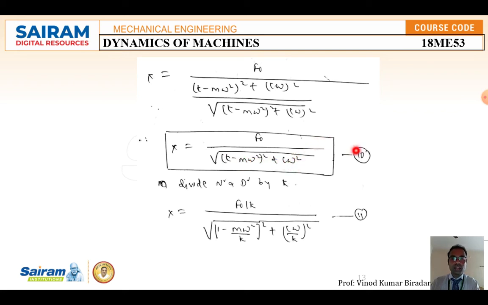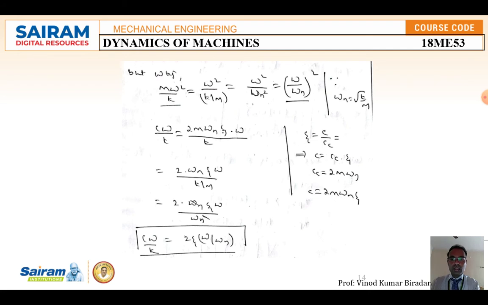So this is equation number 10. Again divide numerator and denominator by k. So x is equal to F naught by k, whole divided by square root of (1 minus m omega square by k) whole square plus (c omega by k) whole square. k is going to get cancelled. So these two equations, 10 and 11, give the maximum amplitude.